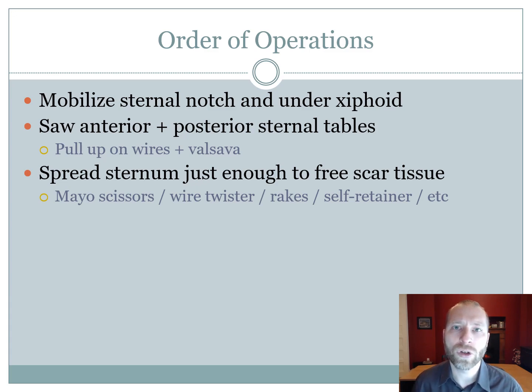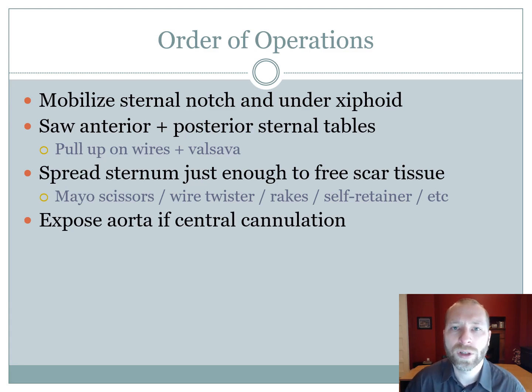And next up, I usually use rakes, which I get the assistant to put directly into the marrow and pull on the anterior table and not actually try to get them under the posterior table, because you can cause some traction injuries and tearing by putting them all the way there. You can also use a self-retainer in some of the areas, particularly down around the xiphoid.